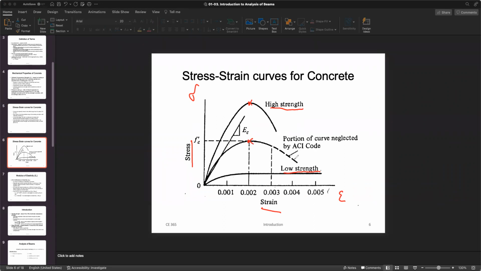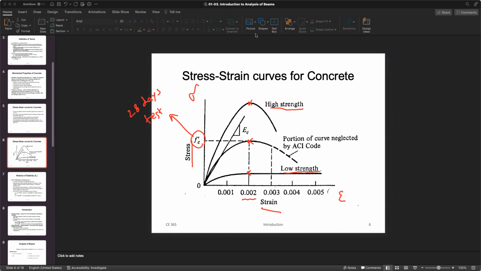For this one, it is hard to say. I don't know, it should be around here, right? Because it's corresponding to this strain. So the F prime C, as we discussed, is coming from the 28 days test.